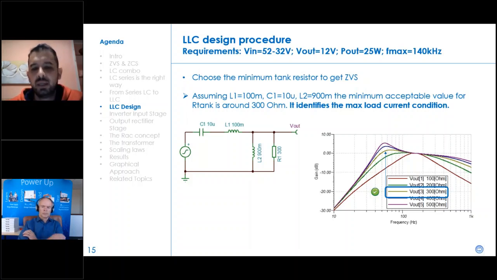we need to increase the gain. So if I go here for 200 ohms, for example, for sure I get a wrong behavior, because if the frequency decreases, the gain will decrease. On the other hand, all resistor values higher than 300 ohms are okay, because for all of them, if the frequency decreases, the tank gain increases. So from this bunch of resistors, the lowest one is the best I can pick to mimic the heavy load condition.